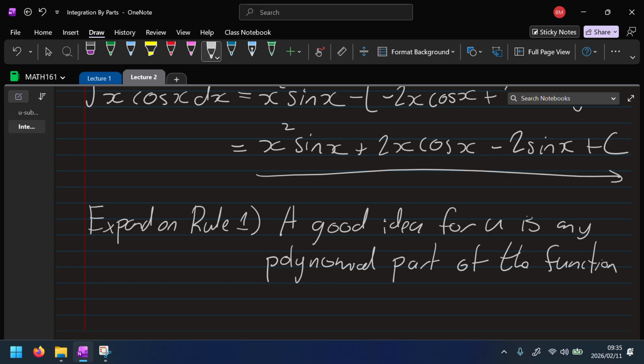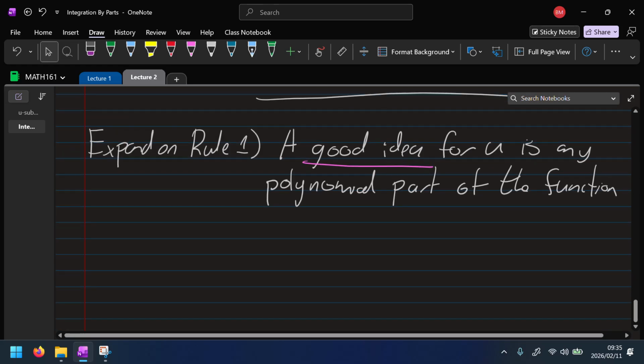This doesn't work all the time, right? Sometimes we go against the rules, but it's a good idea. Okay, so again, just underline here, good idea. Okay, so it's not fixed, it's not set in stone. You always pick the polynomial part. It's a good idea to pick the polynomial part. We'll see maybe later today if we get to it. Sometimes you don't pick the polynomial part. Okay. So you just need to see what you're working with. Okay, everyone okay so far?